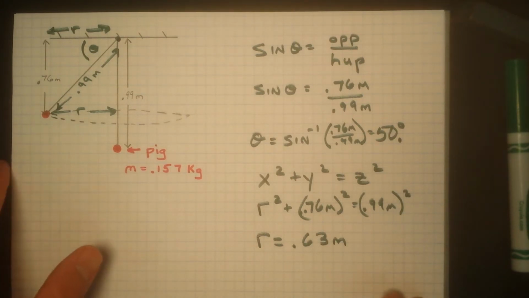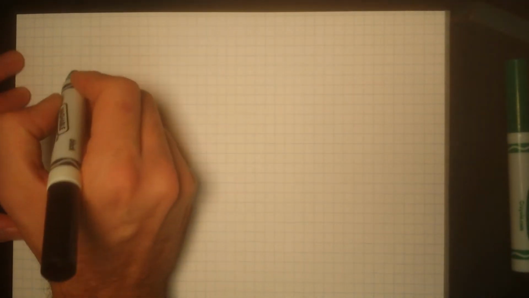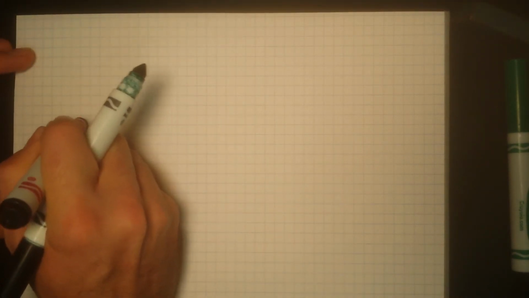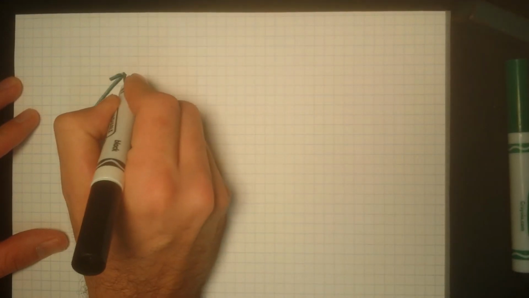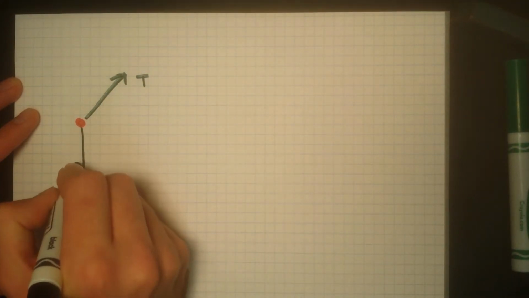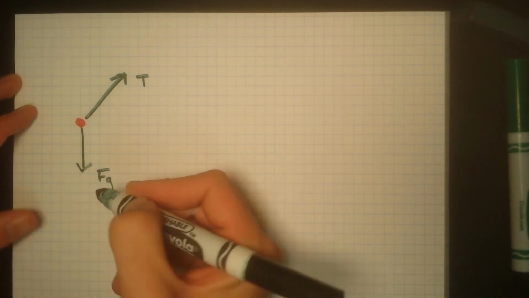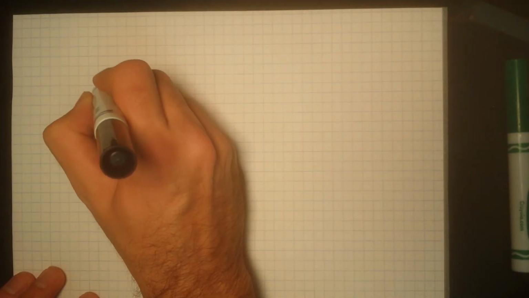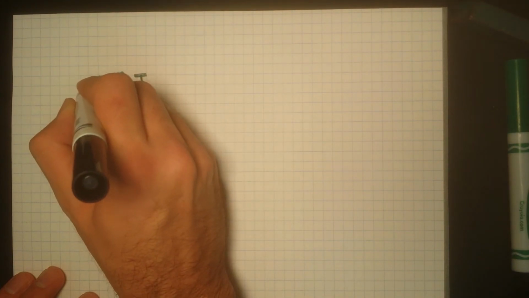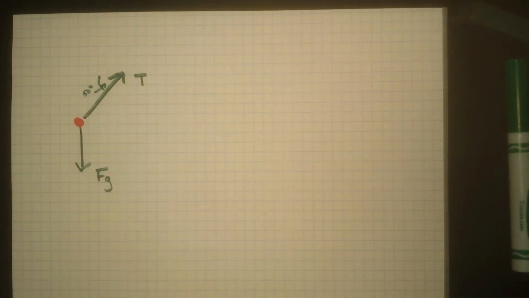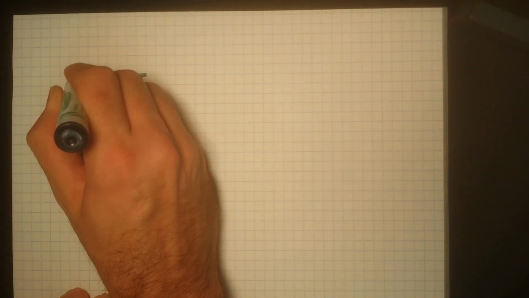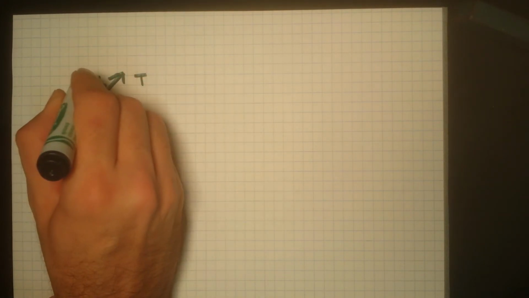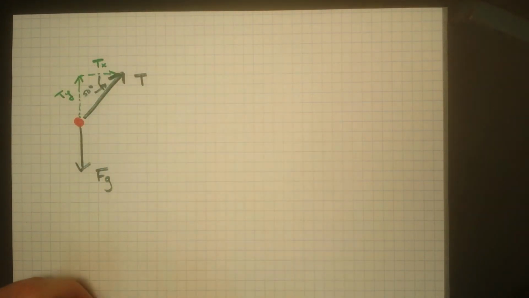Next, I want to look at the forces acting on the pig. So when the pig is sitting over here, the string is pulling up at an angle like this. So there's our tension. And it has weight. And we should notice that this angle over here is 50 degrees. This tension has two components. One component in the y direction, I'll call that Ty, and a component in the x direction, Tx.